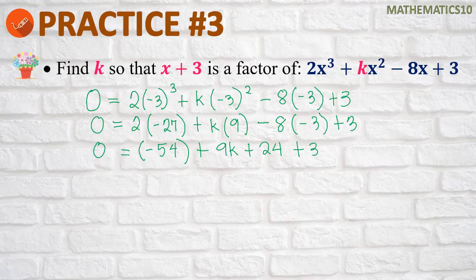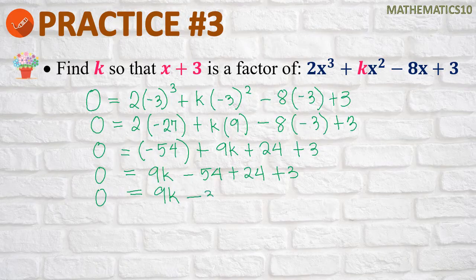Next to that, of course, we need to combine similar or like terms. So I'll just set aside first the 9k here. So now negative 54 plus 24 plus 3. I'll just copy it for a while. I'll just rearrange so that you can easily see those like terms. So copy first the one with a variable k. Negative 54 plus 24, you will have negative 30. And then I'll just copy first the 3. Next to that is negative 30 plus 3, it's negative 27, right?